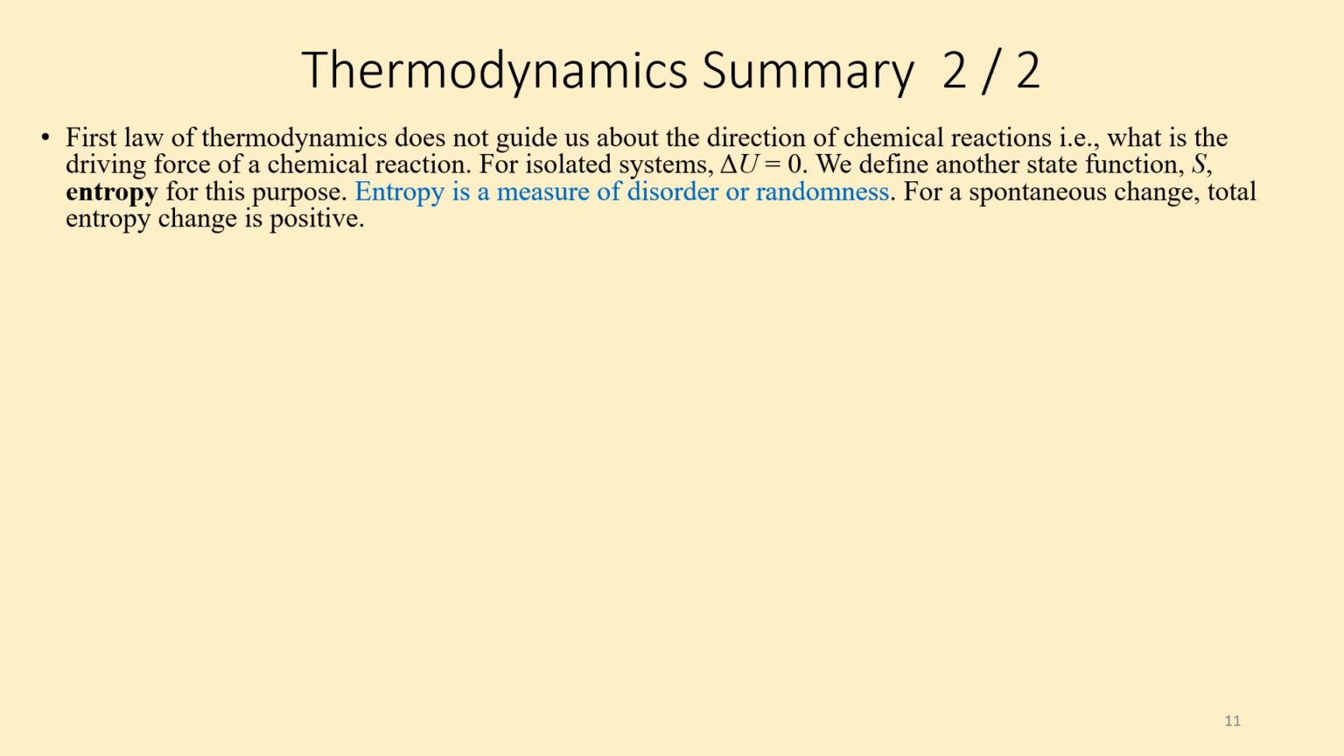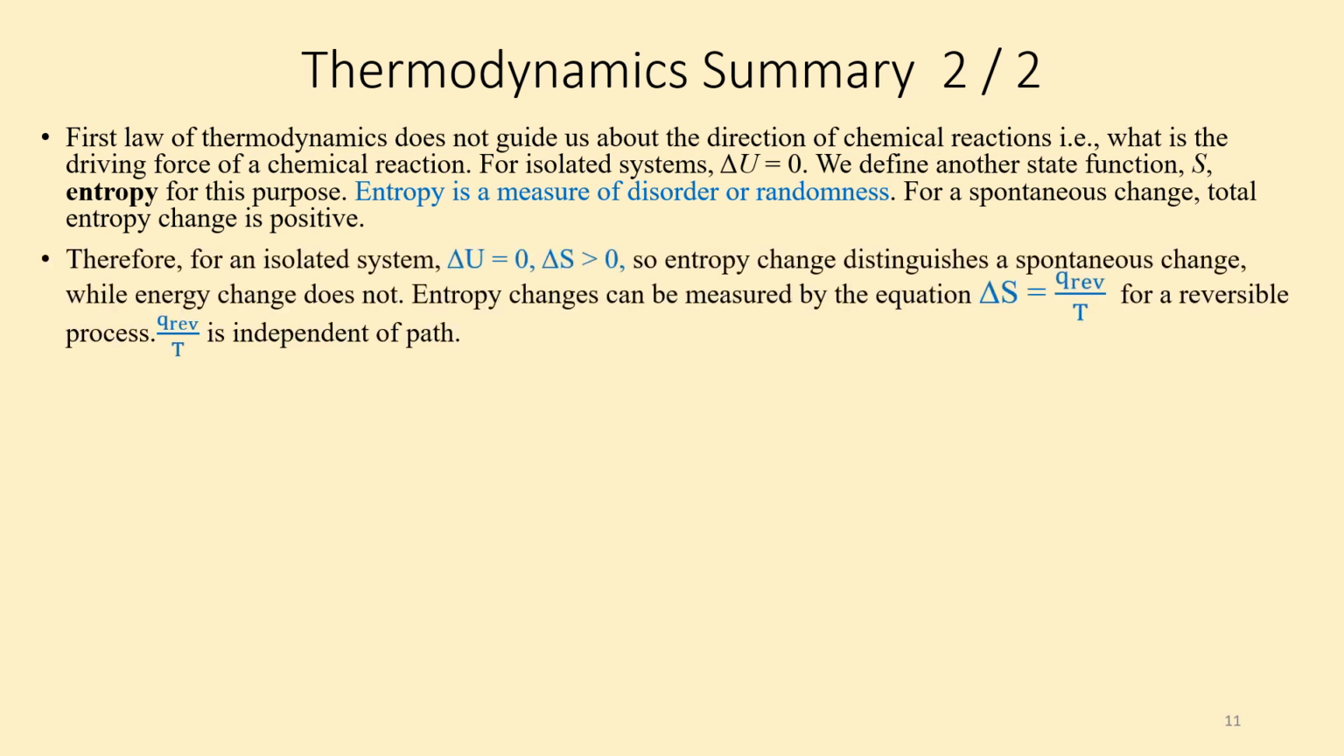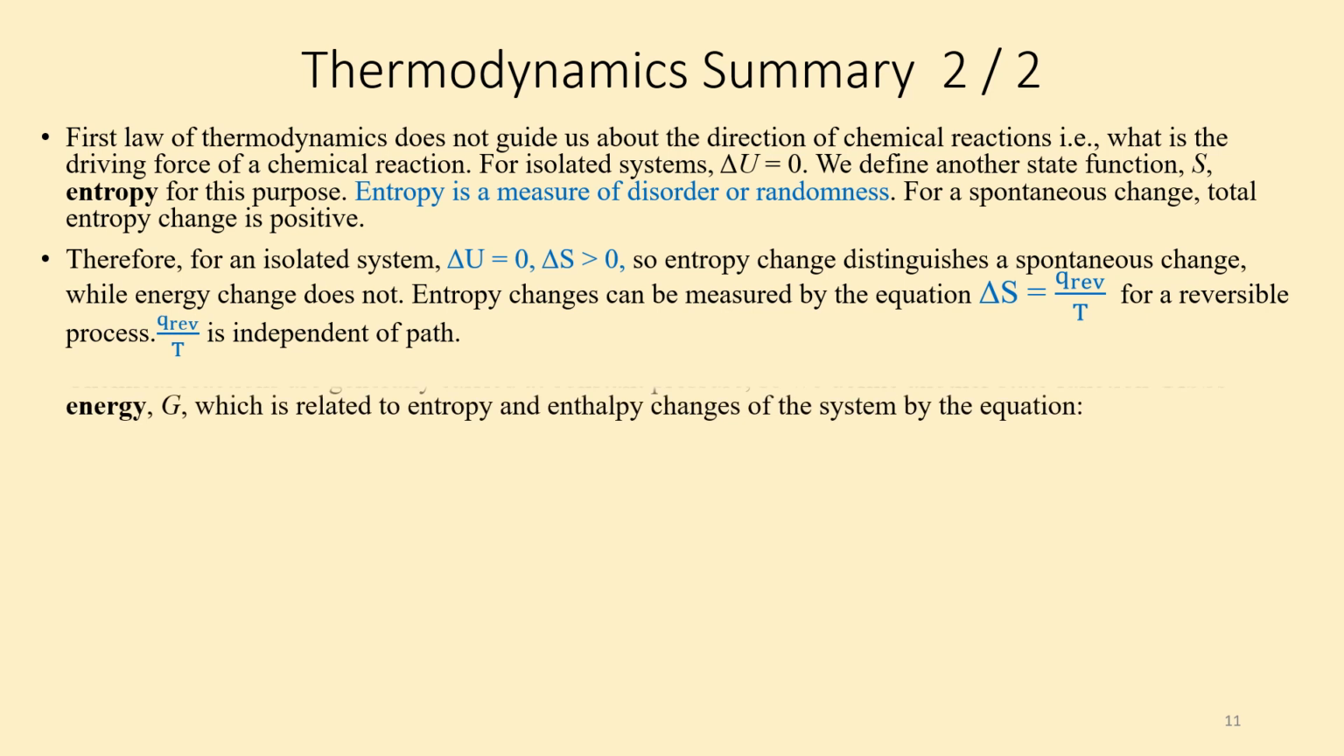For a spontaneous change, the total entropy change is positive. Therefore, for an isolated system, delta U is equal to 0 and delta S is greater than 0. So entropy change distinguishes a spontaneous change, while energy change does not. Entropy changes can be measured by the relation delta S equals Q reversible divided by T for a reversible process. Q reversible by T is independent of path.